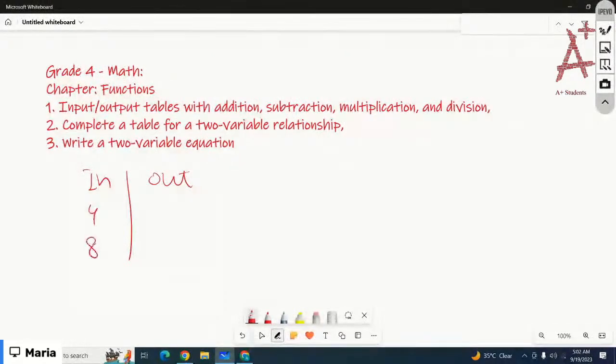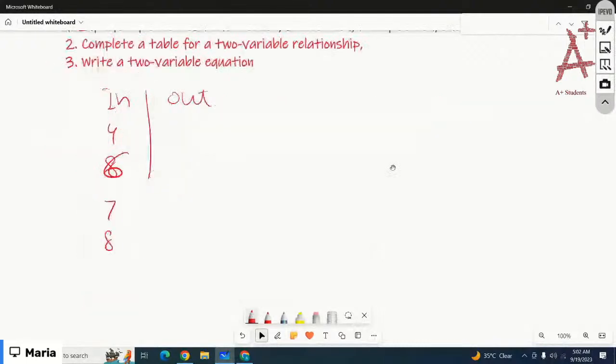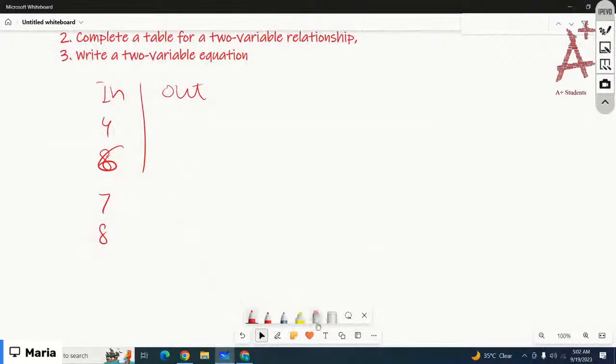The input values are 4, 6, 7, 8, 9, and 10, right? The output values are 8, 12, 14, missing value, and 20. You have to find the two missing values, right? How do you find the missing values?